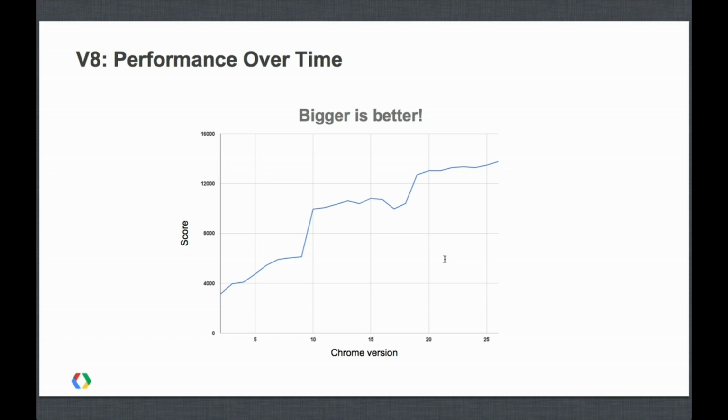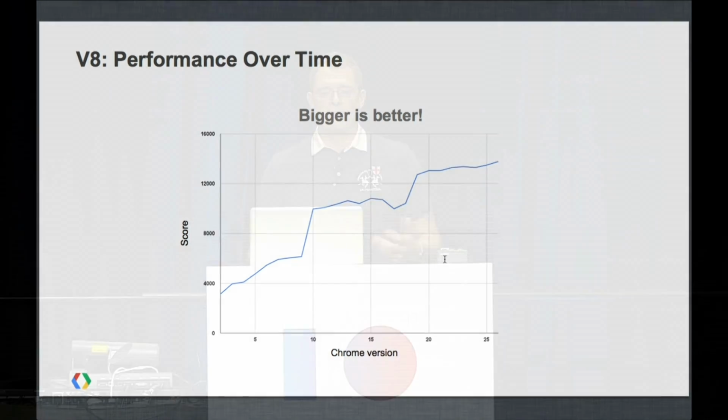Let's look at performance over time when it comes to V8. This is a graph that shows the V8 benchmark score from the different versions of Chrome all the way up to today. And it's gone from 3,800 all the way up to 14,000. So it certainly has improved a lot. So this is great, but that's the downside.